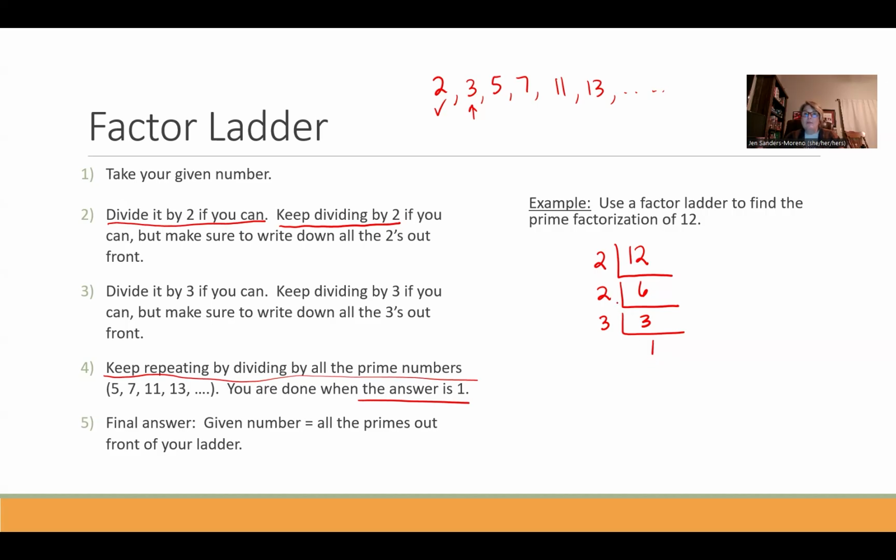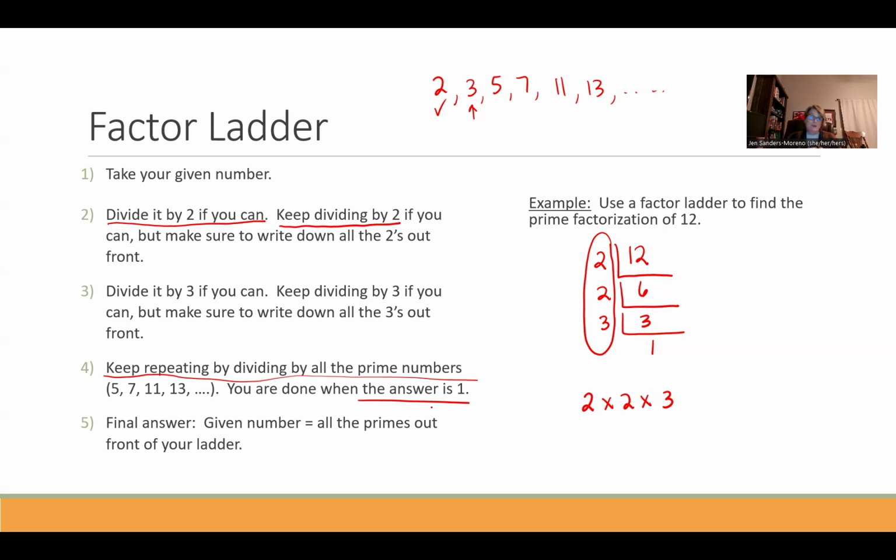Okay, now, where's my answer? My answer is all the numbers up front. So this is 2 times 2 times 3, which is the same list I got a little while ago. Okay. So, we're going to try it again. I'm going to do it actually with the 48 and the 270. Okay, and we're going to follow this.